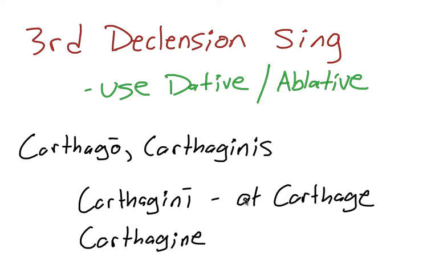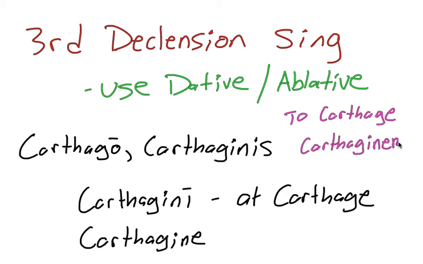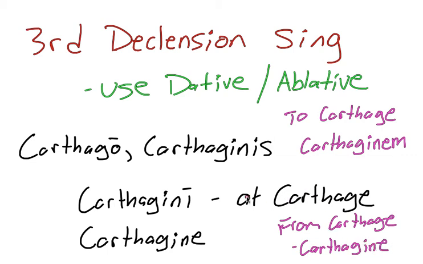Okay, and so the same rules apply for motion. So if I wanted to say to Carthage, it would have to be accusative, Carthaginem. And if I wanted to say from Carthage, then I would make it ablative, Cartagine. Cartago is going to be the word that you see most often in the third declension locative. The plural for third declension looks just like the plural for first and second. So for locative, you would use the ablative, and then of course use accusative and ablative for motion.